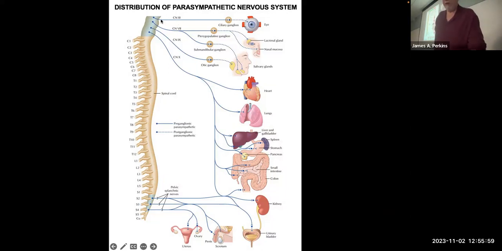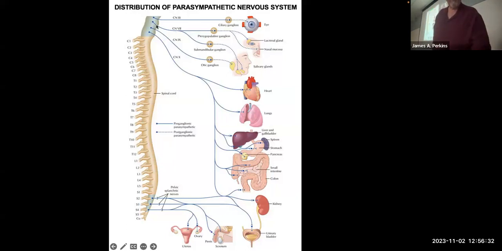So starting up here with the cranial nerves, we have cranial nerve 3, the oculomotor, which has parasympathetics in it. The preganglionic parasympathetics originate in the brainstem. They run through the oculomotor nerve, through the superior orbital fissure, into the orbit, where they're going to synapse in the ciliary ganglion, which is located right behind the eyeball. And then the postganglionic neurons will travel into the eye to stimulate the sphincter pupillae and ciliary muscles inside the eyeball.